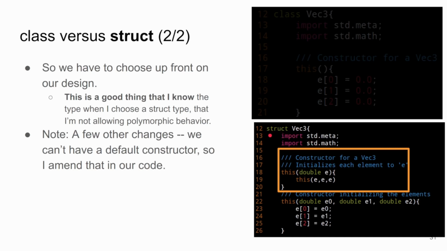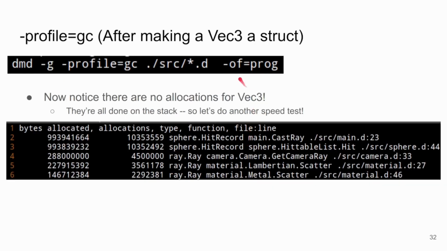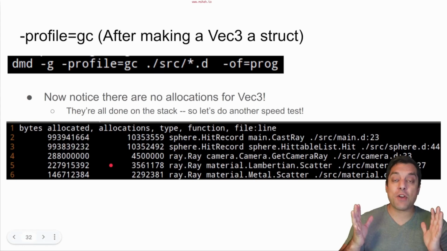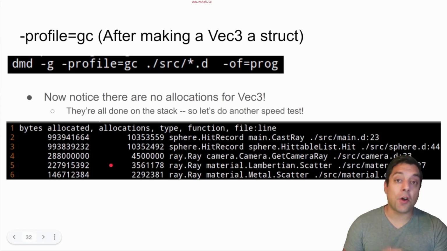Now, there are going to be some places in our code where I'll have to remove new vec3 where that's being used, but let's go ahead and see what the difference is with our allocations. After the fact, I can run profile=gc to see if there are any allocations being made. And I can tell you by just looking at the top of our list to find the most allocated object, well, in the entire file, it never showed up. No allocations for vec3. They're all on the stack.